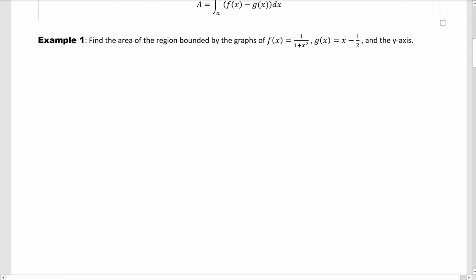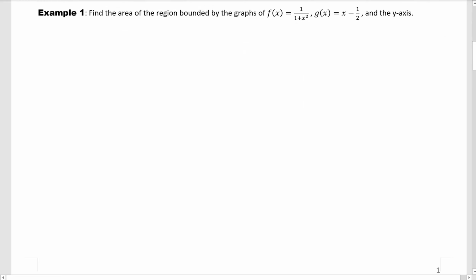Let's look at example 1. We want to find the area of the region bounded by the graphs of f equals 1 over 1 plus x squared, and g equals x minus 1/2, and the y-axis. So first we need to graph them. Please remember the graphs of the common functions. This is not one of the common functions we learned, but we know this is a rational function.